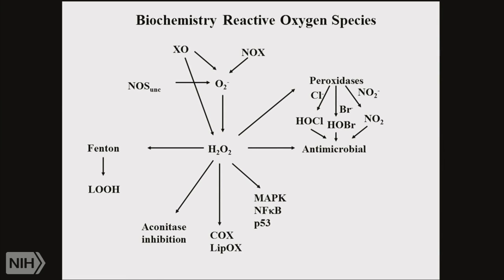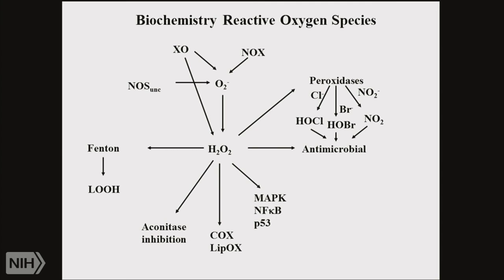We have here xanthine oxidase or NADPH oxidase or uncoupled NOS generating superoxide and ultimately hydrogen peroxide. And of course, like we talked about, this can dump into the Fenton reaction. This can go through lipid peroxidation here, which causes cell death. But hydrogen peroxide can also inhibit things like aconitase in the mitochondria and also other iron regulating proteins, COX-2 and lipoxygenase. But also, it can modify, like Stefan was talking about, things like NF-kappa-B, MAP kinase, and P53.